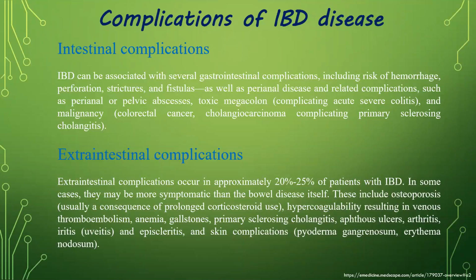Extraintestinal complications occur in up to approximately 25% of patients. In some cases, they may be more symptomatic than the bowel disease itself. They include osteoporosis, usually a consequence of prolonged corticosteroid use, hypercoagulability resulting in venous thromboembolism, anemia, gallstones, primary sclerosing cholangitis, aphthous ulcers, arthritis, uveitis, and episcleritis, and skin complications we previously already named in this lecture.